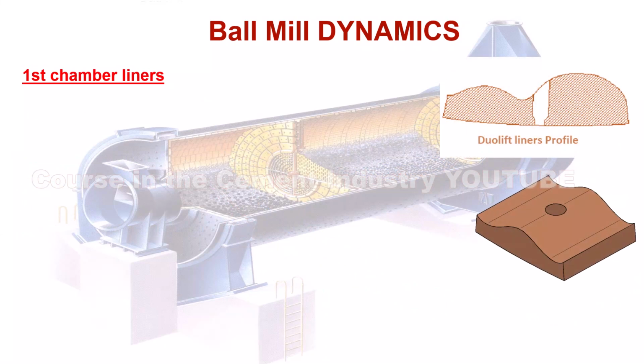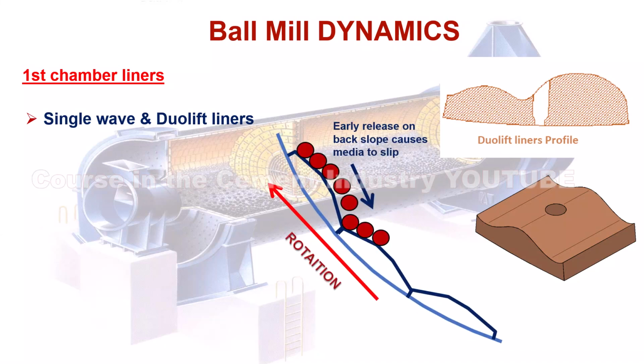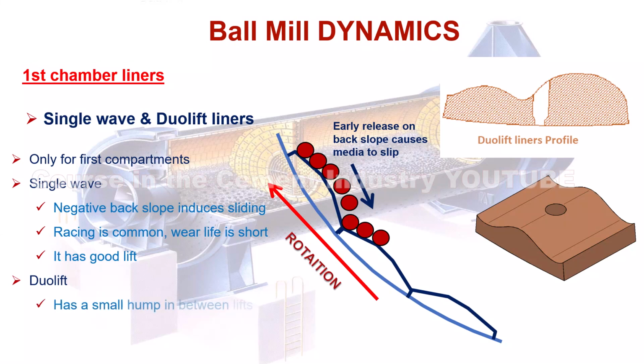This figure shows single wave, dual lift, liners. Specification single wave liners. 1. Only for first compartments. 2. Single wave. A. Negative backslope induces sliding. B. Racing is common, where life is short. C. It has good lift. 3. Dual lift. A. Has a small hump in between lifts to prevent racing. B. Liner life is much better.